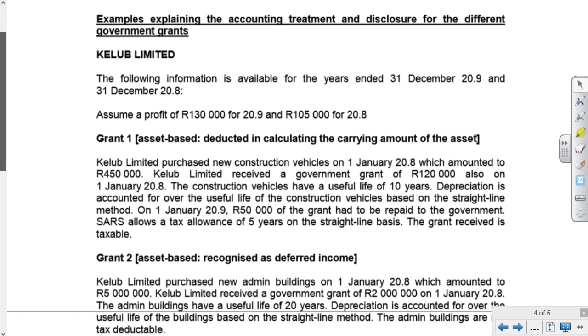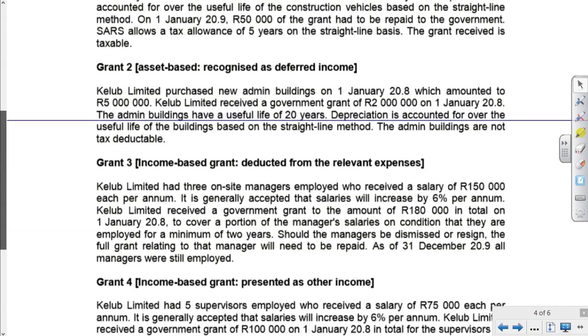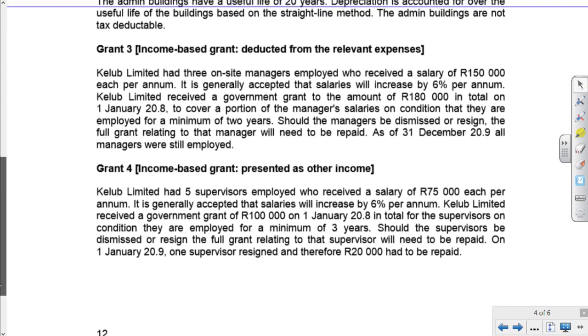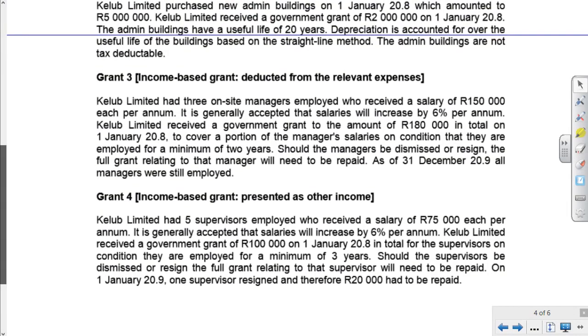Then grant 3 is an income-based grant, which they're going to deduct from the expense. So you're going to have to see what matches and work out what the expense item will be. And then grant 4 is an income-based grant, which will be shown as other income. So for this one, I want to see 2 numbers. I want to see what will be the expense amount and what is the income amount.